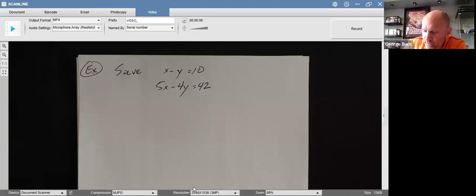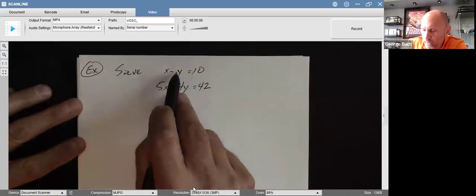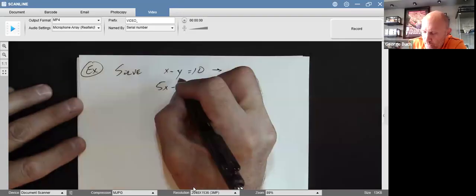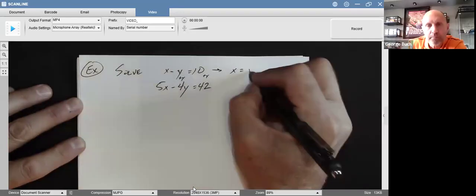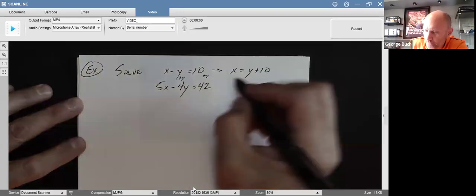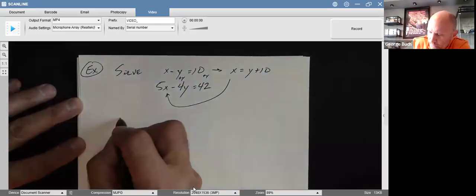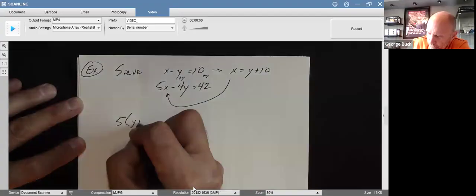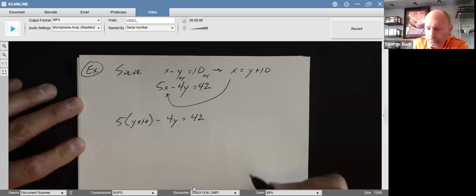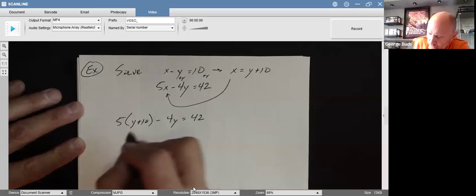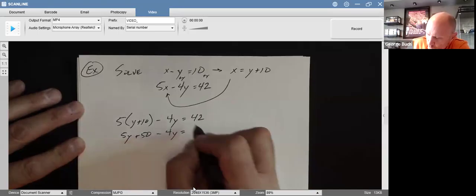And so in this case, because the first equation has coefficients of 1, I can add y to both sides, and I get x equals y plus 10. And then this I can now substitute into the second equation. So we get 5 times x, which is y plus 10, minus 4y is 42. Distribute our 5. So 5y plus 50 minus 4y is 42.